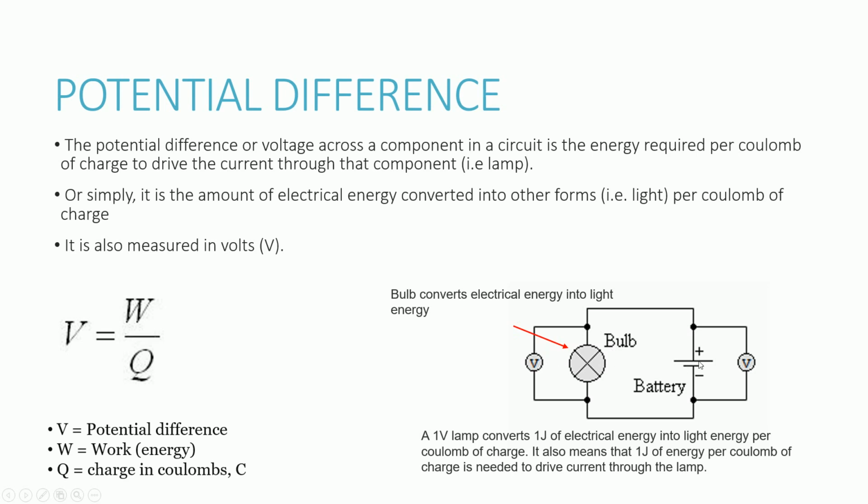So whilst EMF and potential difference are very similar, they are sort of the opposite. Again, remember, EMF is to do with the supply, how much energy is being supplied to charge, and the potential difference is how much energy is being converted from electrical energy to other forms of energy, like light energy and things like that. So it's pretty important to understand the difference.